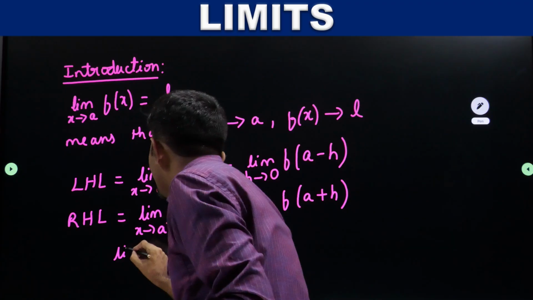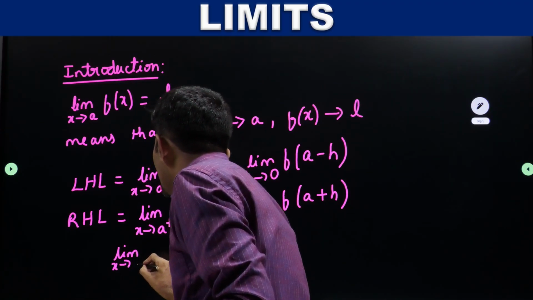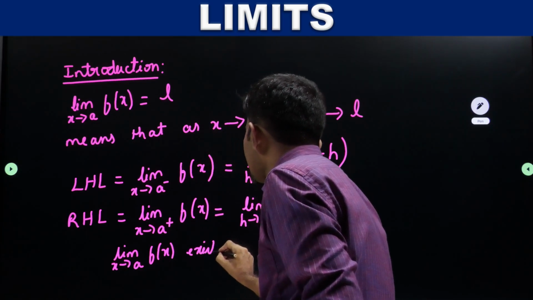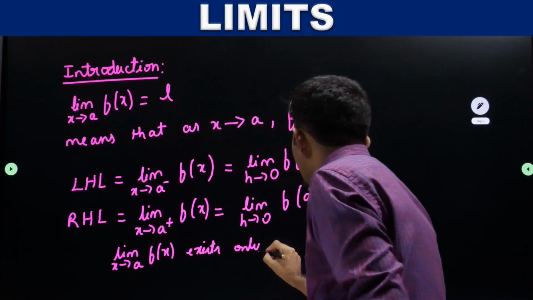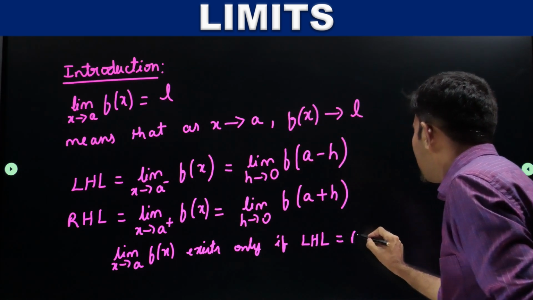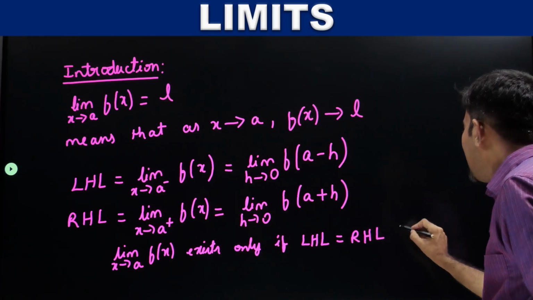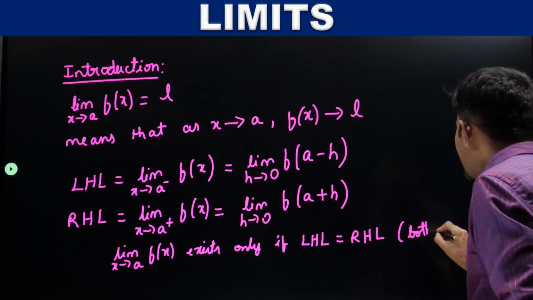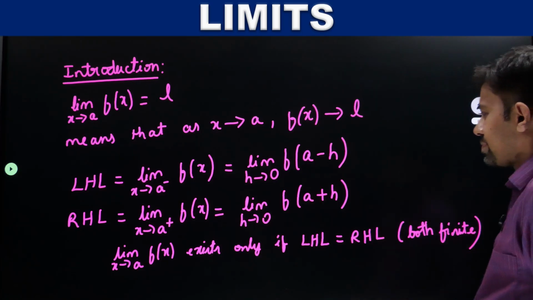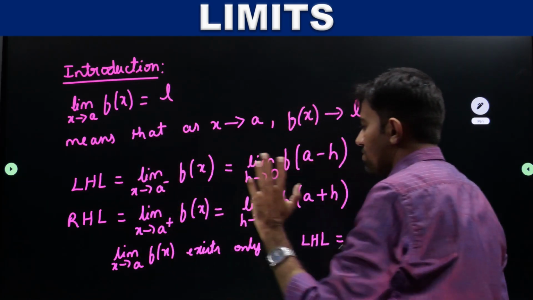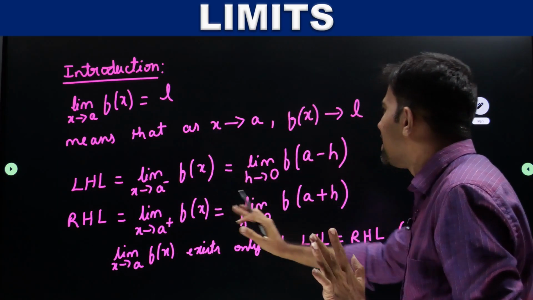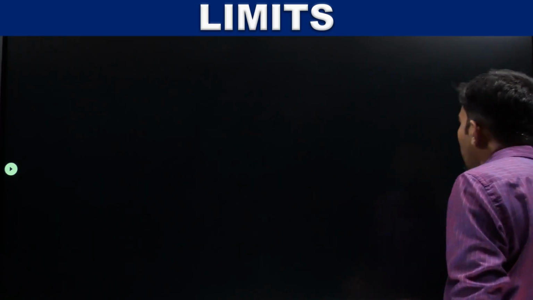Limit x tends to a, f of x exists only if left hand limit becomes equal to right hand limit. Of course, both are finite. Left hand limit is equal to right hand limit, both finite. Okay, so you must know about this. When does limit exist? What is left hand limit and what is right hand limit? Okay, now I'll go to the next topic, indeterminate forms.